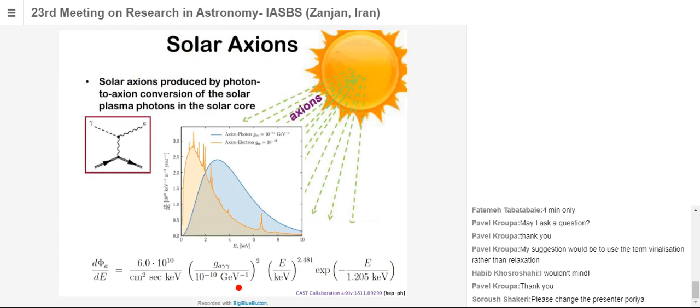So let me first focus on the detection of the axions originating from the sun. We call them solar axions. According to this interaction, we could have a flux of axions coming from the sun, for example. They can help the sun or other stars to lose energy, or they can play a role in the star cooling process. This is the flux of the axion. As you can see, it is 10 to the 10 per centimeter squared per second per keV, scaled by the axion coupling to photons and also the energy.